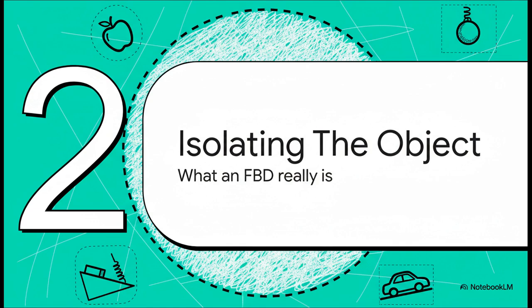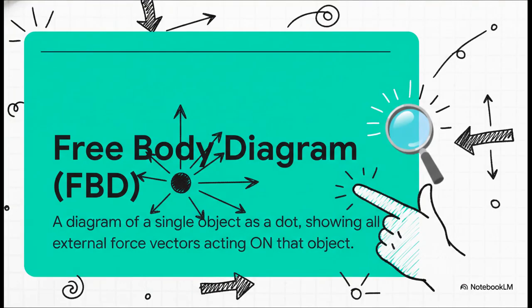The whole magic of a free body diagram comes down to this one powerful idea: isolation. To really understand what's happening, we have to put our blinders on and focus on just one single object at a time. We have to pretend everything else in the universe doesn't exist for a moment. And here it is, the official textbook definition.